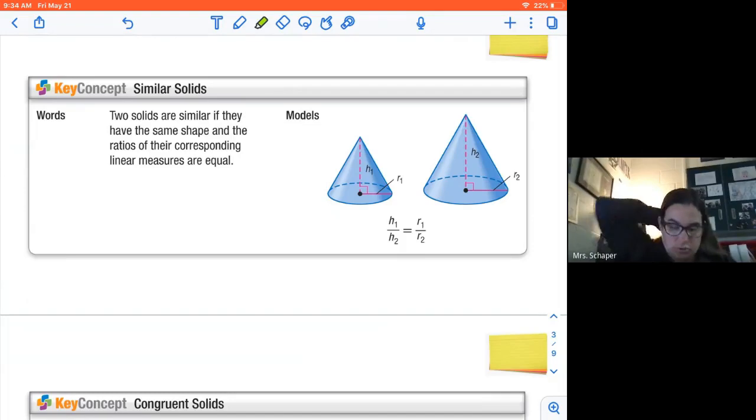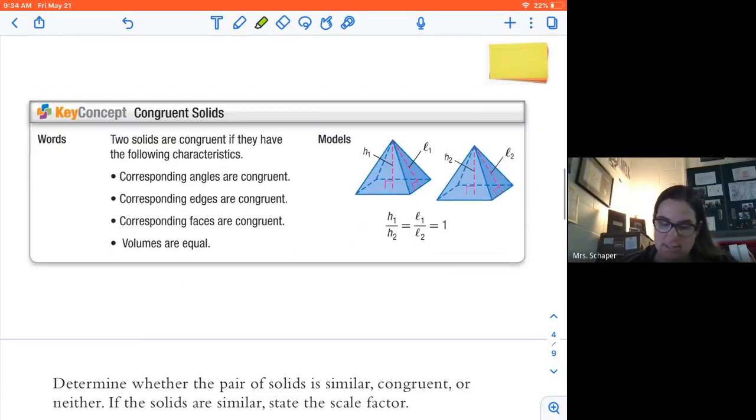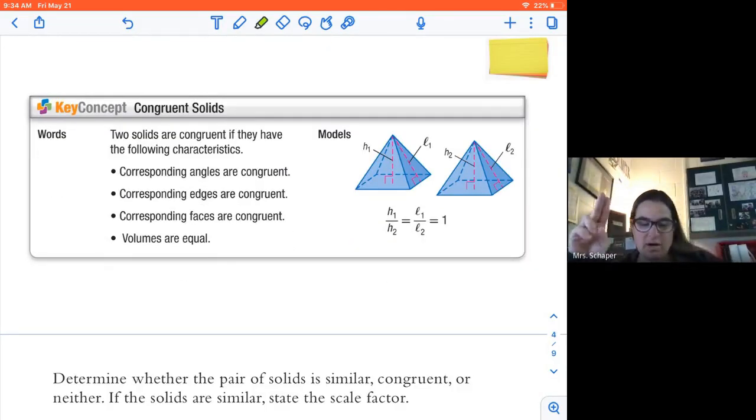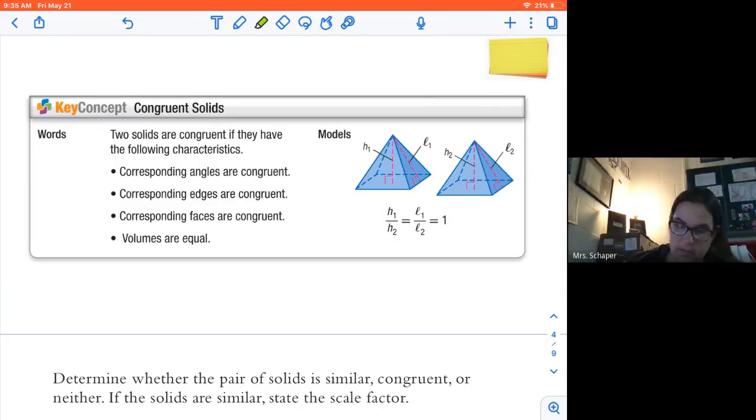Two solids are similar if they have the same shape and the ratios of their corresponding linear measures are equal. So again, similar means that their sides are proportional, their one-dimensional measurements are proportional. Two solids are congruent if they have all of the following characteristics: corresponding angles are congruent, corresponding edges are congruent, corresponding faces are congruent, and the volumes are equal.